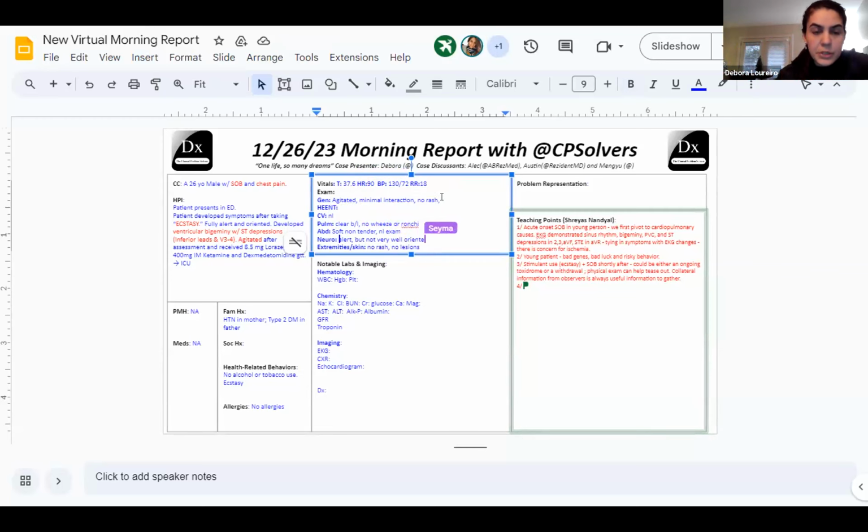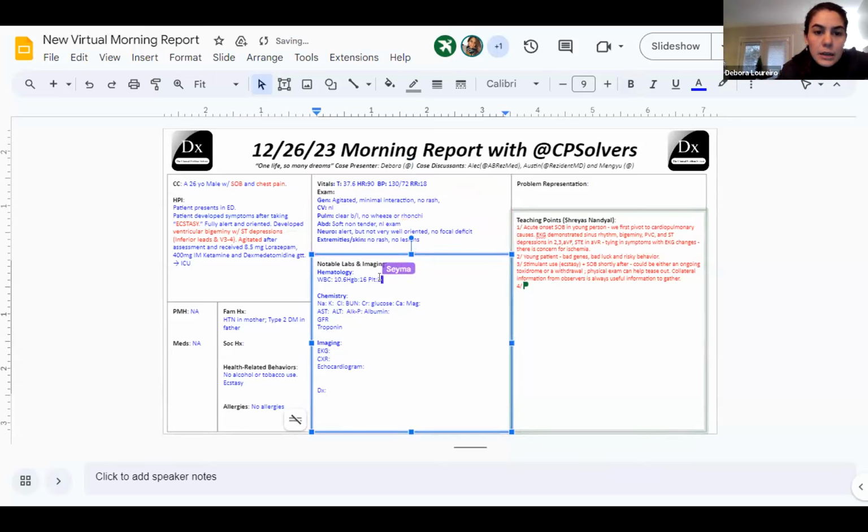I can go over some labs too. For WBC, he had 10.6, hemoglobin 16, platelets 254, sodium 142, potassium 3.7, chloride 101, BUN 14, creatinine 0.79, troponin was 13. Let me see, AST 18, ALT 10. And I think I will stop here.